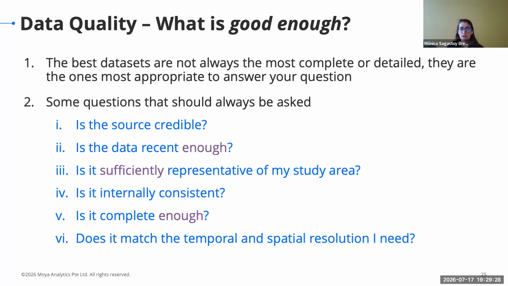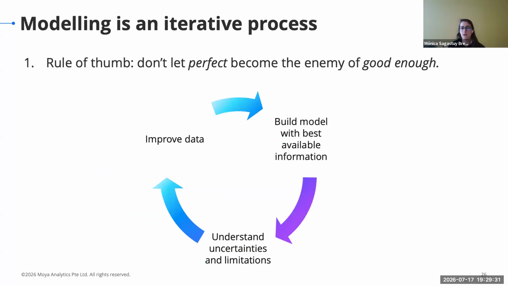Which leads to the rule of thumb that modeling and data collection is a very iterative process. Don't let perfect become the enemy of good enough. A lot of the time, you're not going to find the perfect thing in data and in modeling. So we build with the best available information. We can understand where these uncertainties come from. We can run scenarios. We can run sensitivity analysis. We can do a lot of things. We can engage with countries or with experts directly to see if things make sense or if the data is good enough. And then we go ahead and improve the data and do that again.